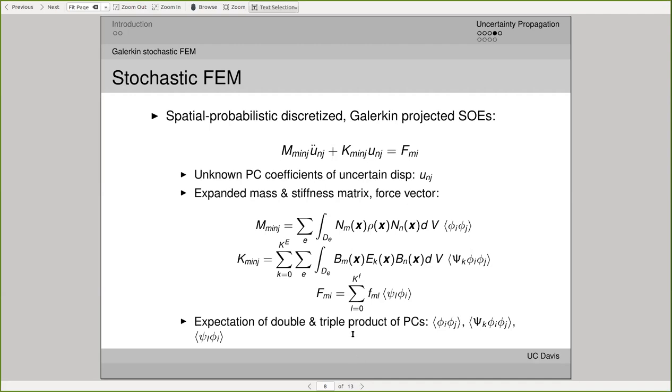Generally, this can be numerically evaluated, and we can pre-compute it and store it as a database, and then query it when we construct the mass and stiffness matrix. Essentially the system looks very similar, except that now it's expanding into probability spaces. What you're solving for are coefficients of the probability space expansion of the degrees of freedom. So the system becomes larger, that's true.